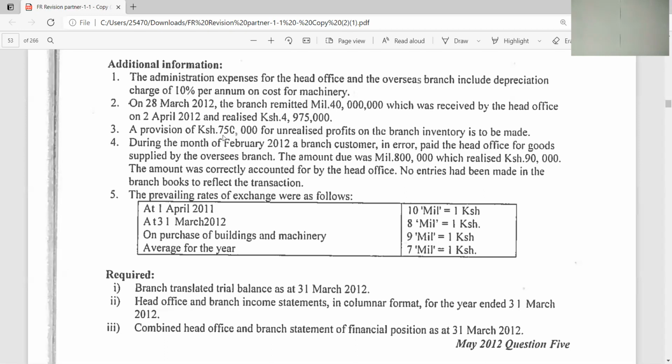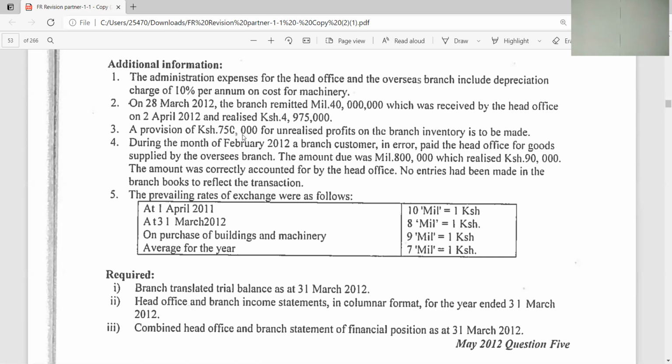A provision of Kenyan shilling 750,000 for unrealized profit on branch inventory is to be made. So some questions you would have to compute this, but for this question, the examiner was a bit fair. He said that there was a provision for the unrealized profit, which has already been made for any branch inventory. And you know that when we talk about unrealized profit, in this scenario, they check on the branch inventory, because this branch inventory was from the head office.